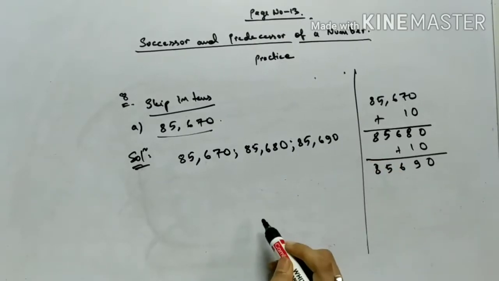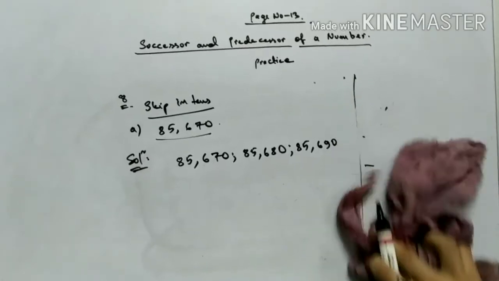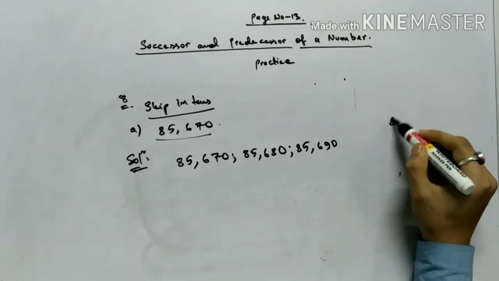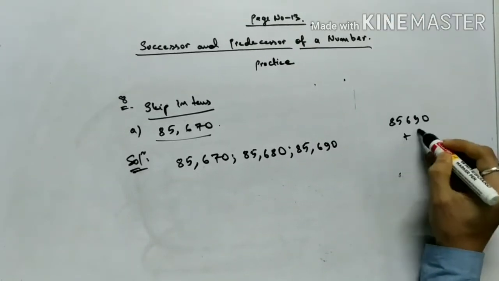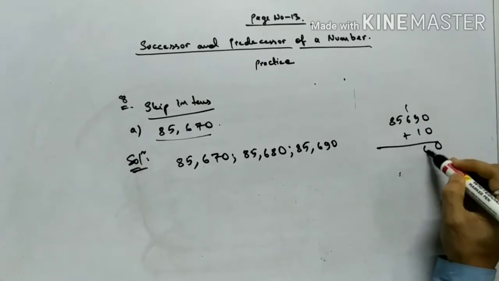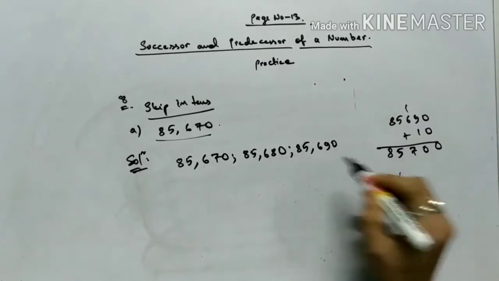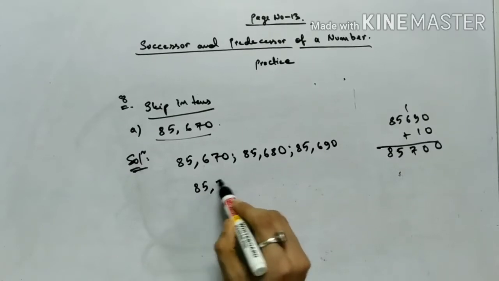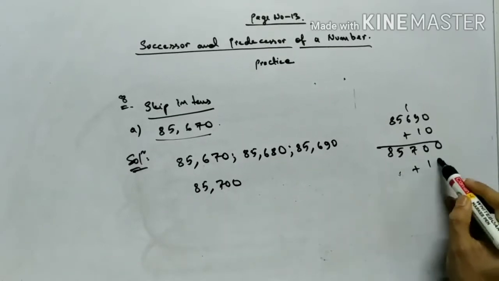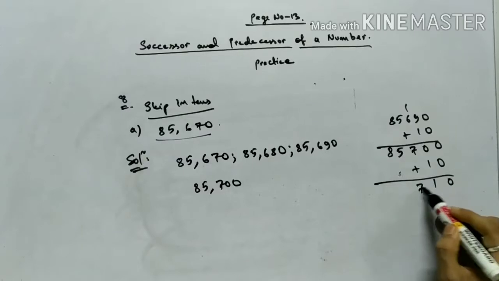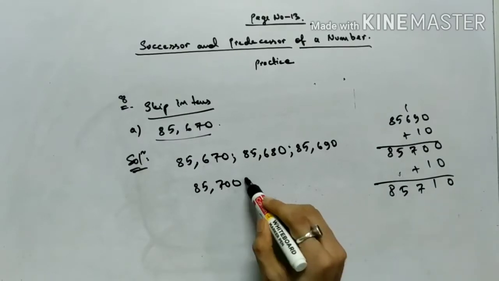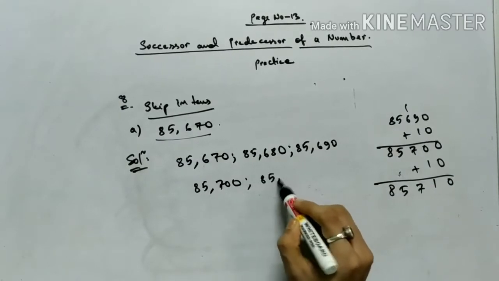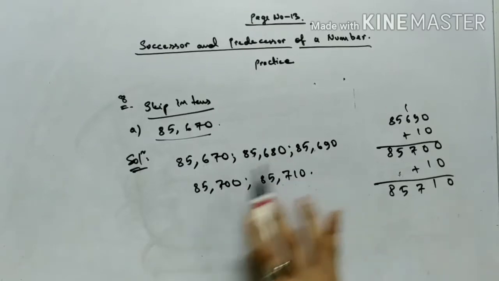85690. Understand? Again I will have to add 10. So 85690 plus 10. So the next number I will get is 85,700. Again plus 10. So this is 85710. 1, 2, 3, 4, 5.